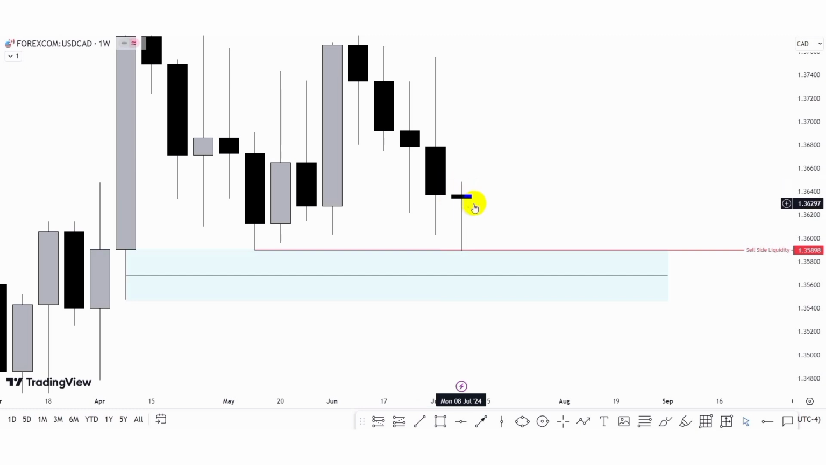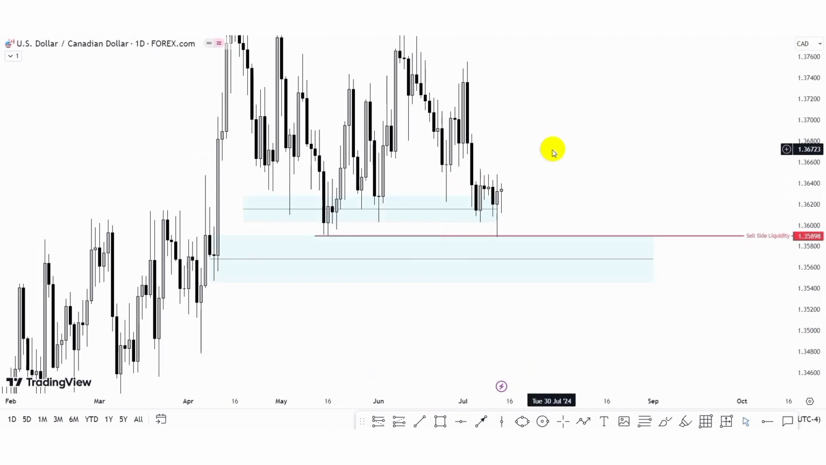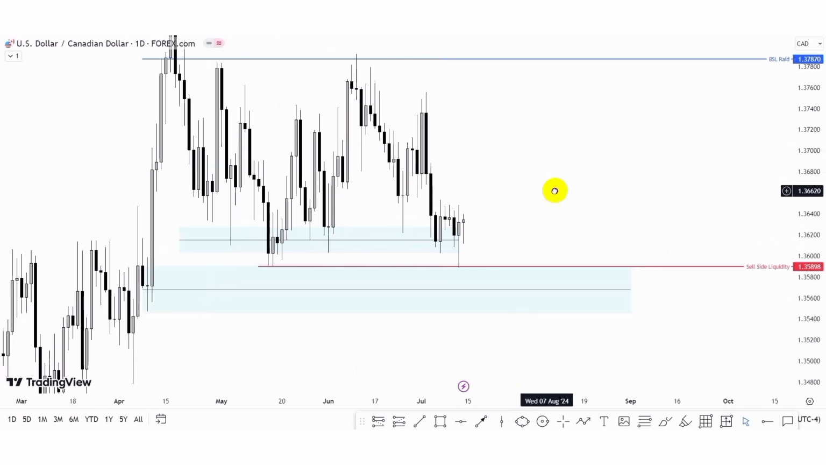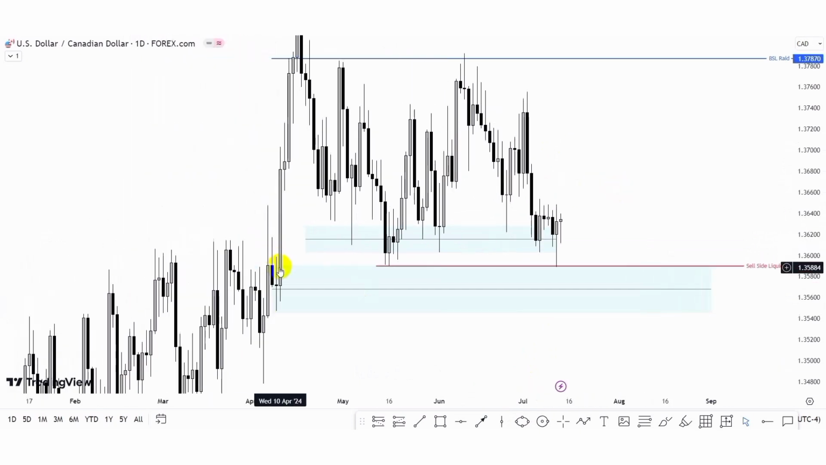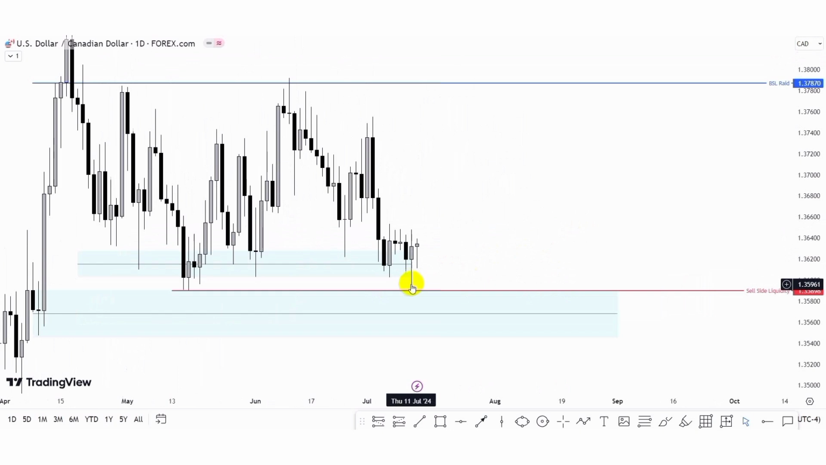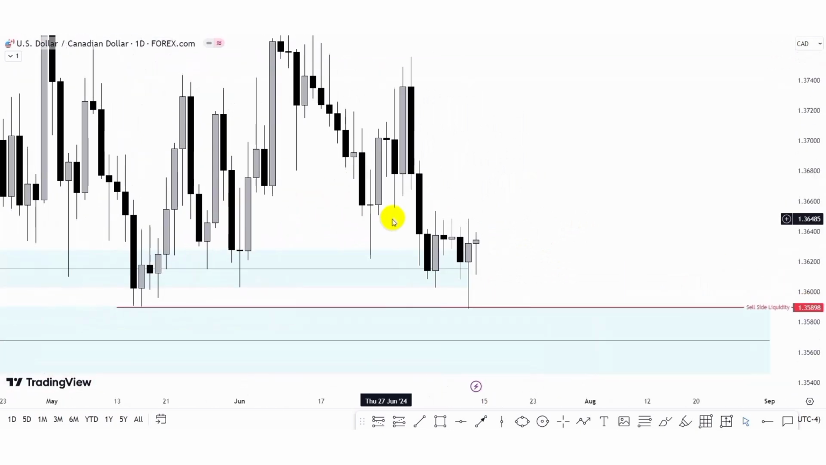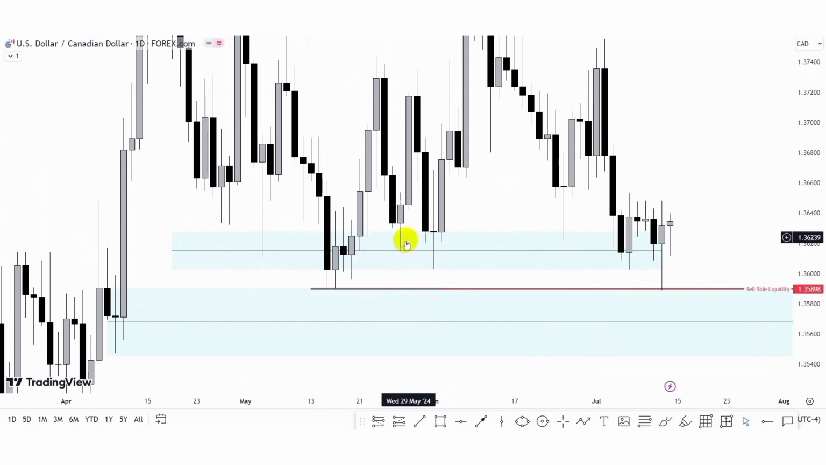So let's actually check out the daily time frame. So this is actually the daily time frame. So you can see we have this demand zone here, which I was paying more attention to, expecting to see price fall to it before we have a push of price to the upside. And you can see based on the 4-hour time frame, we have a demand level here, and then you can see price was just reacting to it.